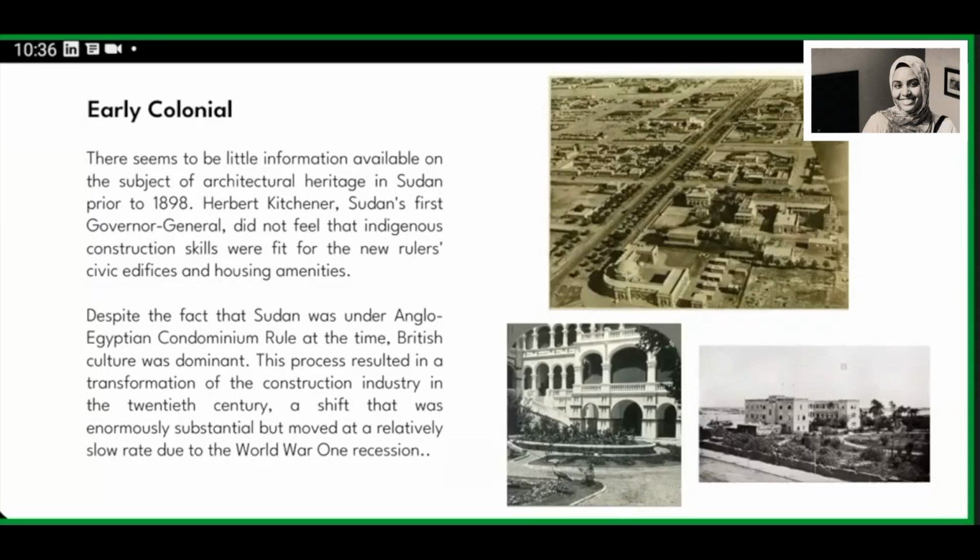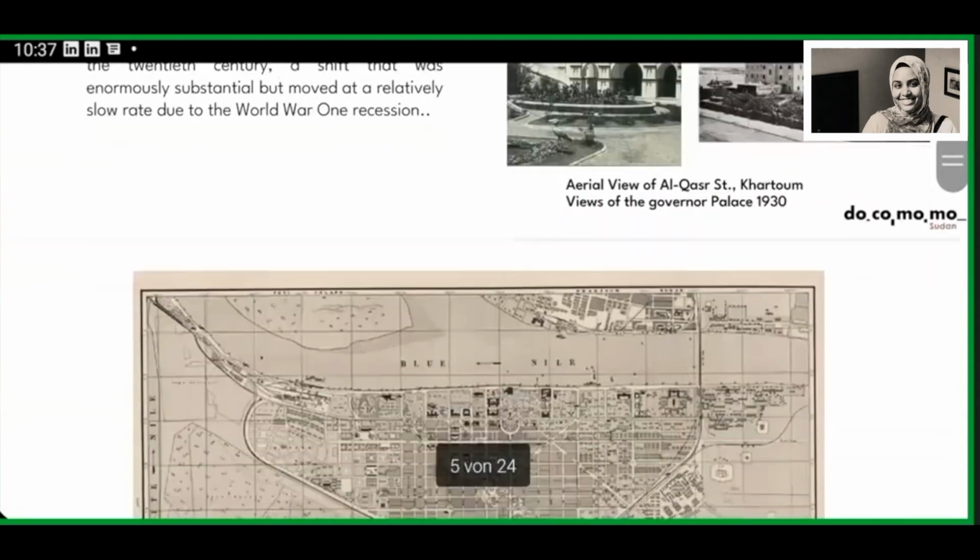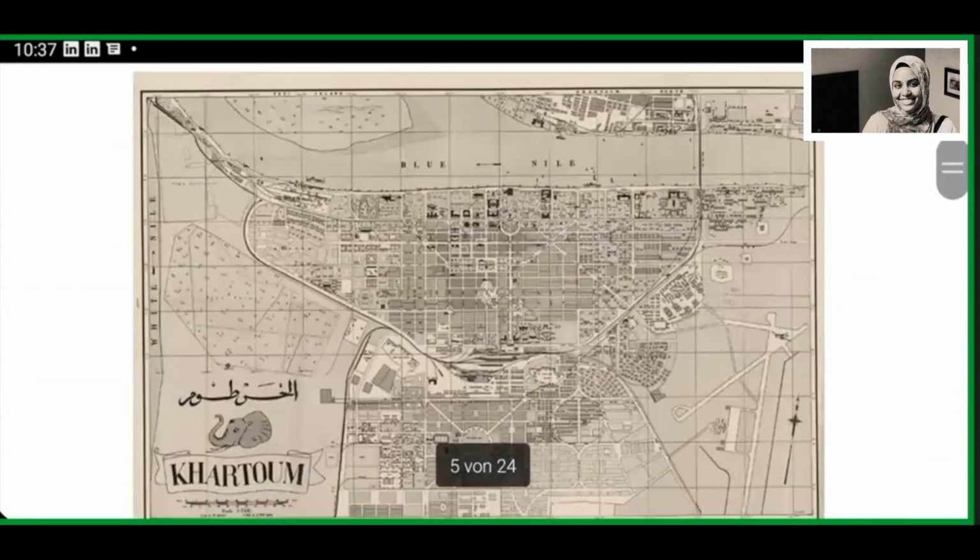So this process resulted in a revolution of the building sector in the 20th century and created a shift that was enormously substantial. But we can say that it moved at a slow pace due to the recession caused by World War I. So we can see here some photos from the Khartoum Palace, that was designed and supervised by Kitchener. And also, as I said, Kitchener hired a well-known town planner for that time, called MacLean, to create the first master plan of Khartoum, the capital.